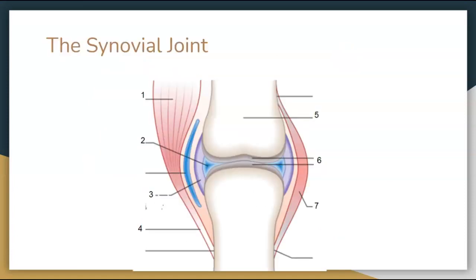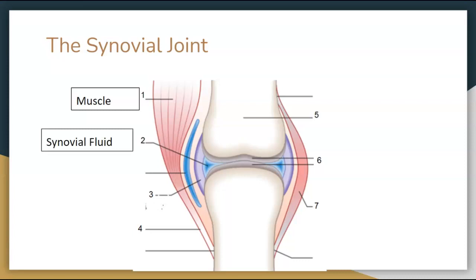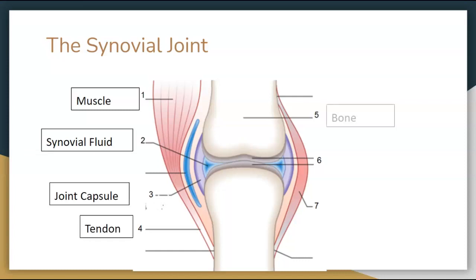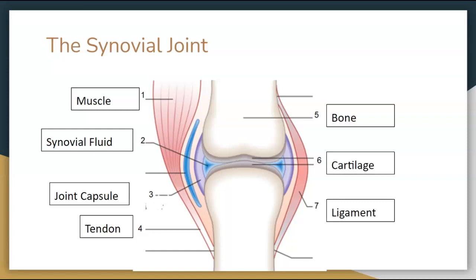Now, the synovial joint is the only joint that we're going to get into this deeply, where you need to actually be able to draw, annotate, the whole 9 yards with. So let's start with our labels, right? So the muscle, synovial fluid, that's this blue stuff in between. This helps with the shock. Joint capsule surrounds the entire joint itself. The tendon, right, muscle to bone. The bone, the cartilage, the ligament, right, bone to bone.